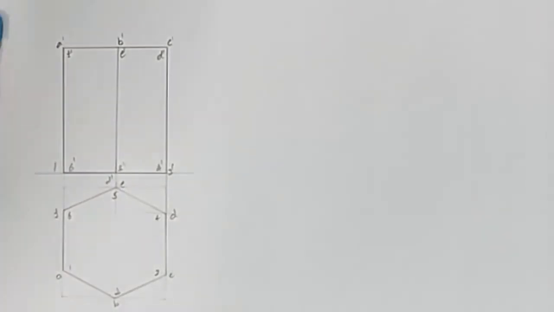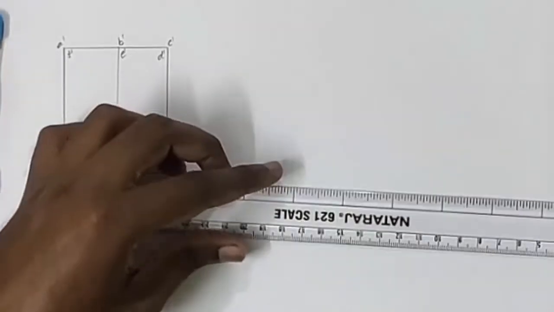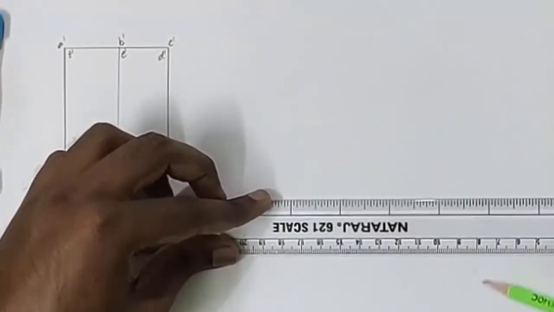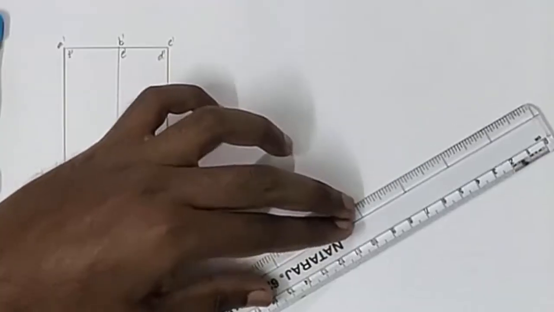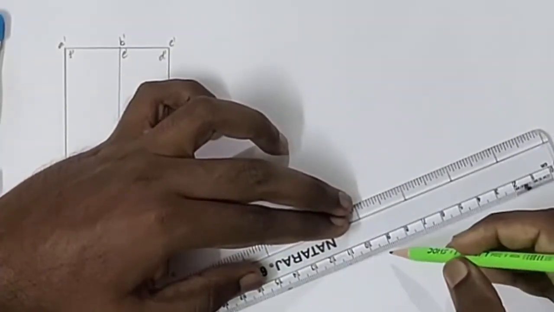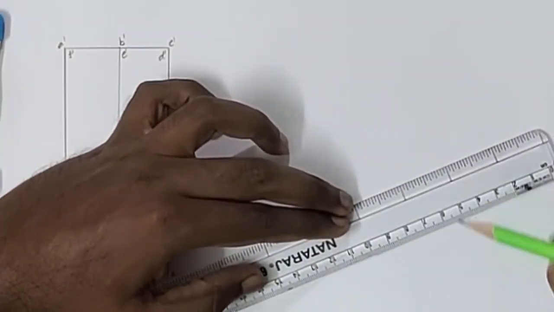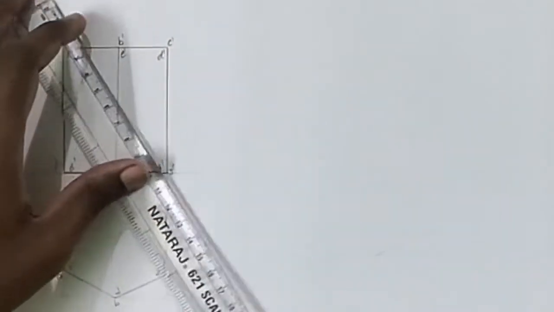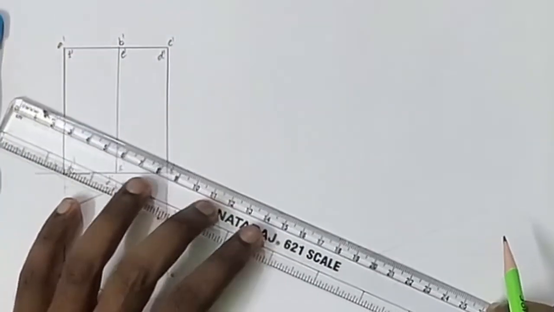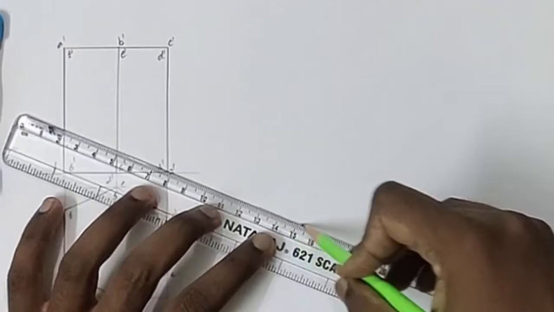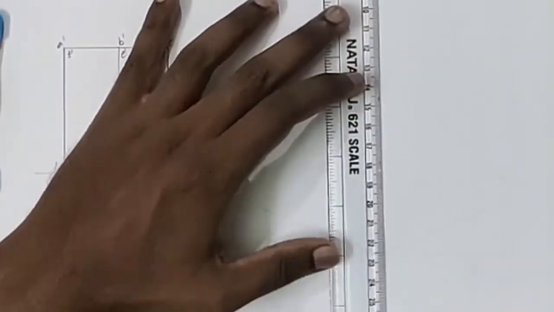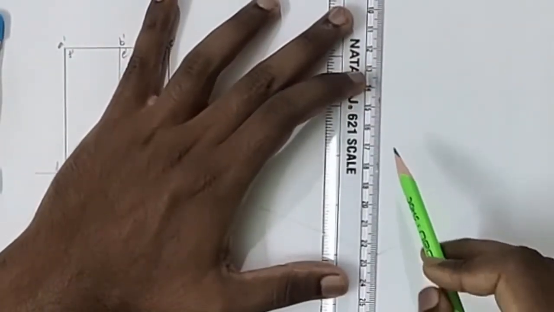So before starting the isometric view, let us draw a horizontal reference line, and from that horizontal reference line draw 30° towards the right hand side and 30° towards the left hand side. This is our isometric reference, and draw a vertical line.